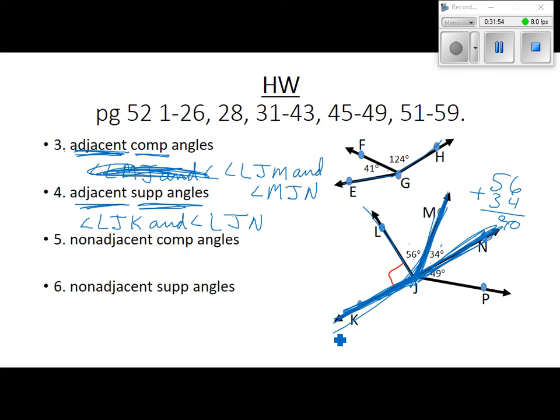Non-adjacent complementary angles. So we want two angles that aren't neighbors, aren't hooked together, but still add up to 90. Well, I just look for two numbers that add up to 90 degrees. 124 and 56, that's not going to add up to 90. 56 and 34 add up to 90, but they're adjacent to each other. And we want non-adjacent angles that aren't hooked together. If I look at this, 49 plus 41, that adds up to 90. So we can say angle EGF and angle PJN.